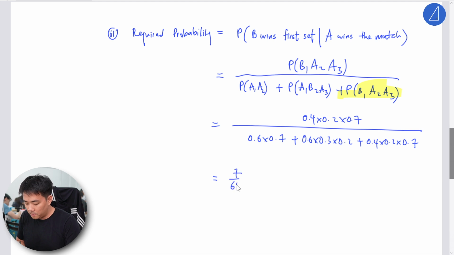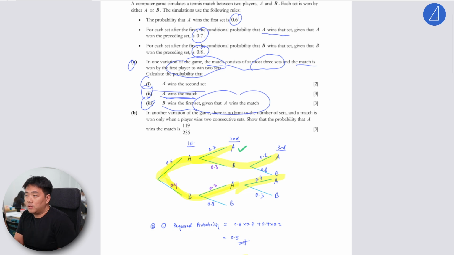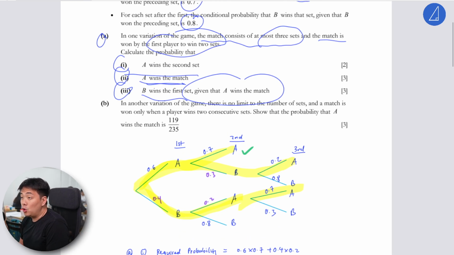There you go. So let's look at the last one. In another variation of this game, there's no limit to the number of sets, and a match is won only when a player wins 2 consecutive sets, right? So it means this goes forever. Show that the probability that A wins a match is 119 over 235.